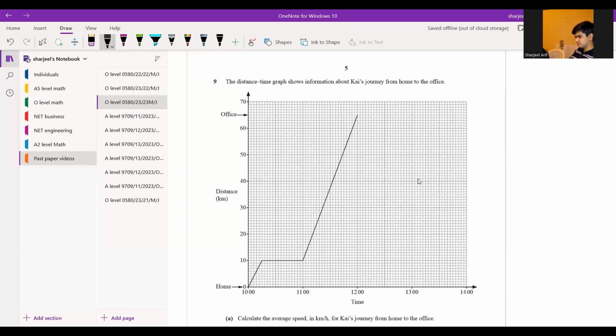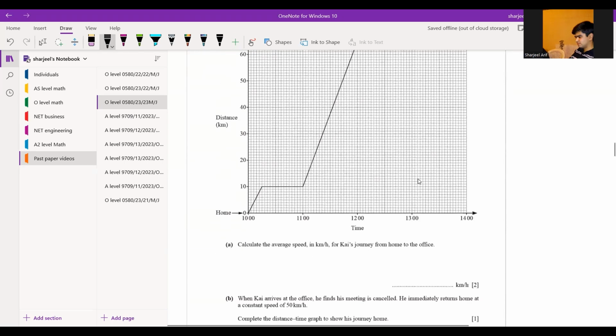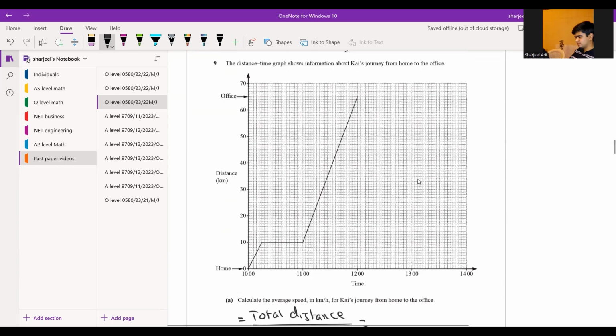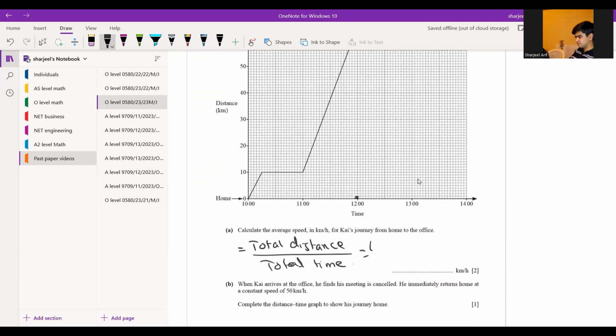Now for question number 9, we have a distance time graph. We have to find the average speed. So average speed is equal to total distance divided by total time. So the total distance is 65 here. This point is 65. The total time is 2 hours. So this will be equal to 65 by 2, which is equal to 32.5.